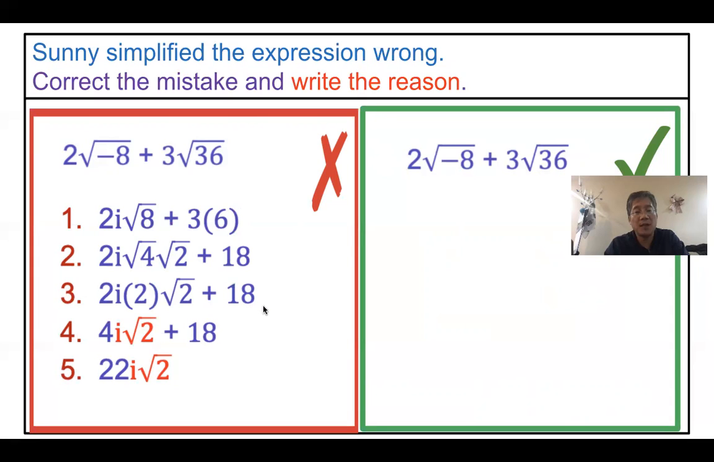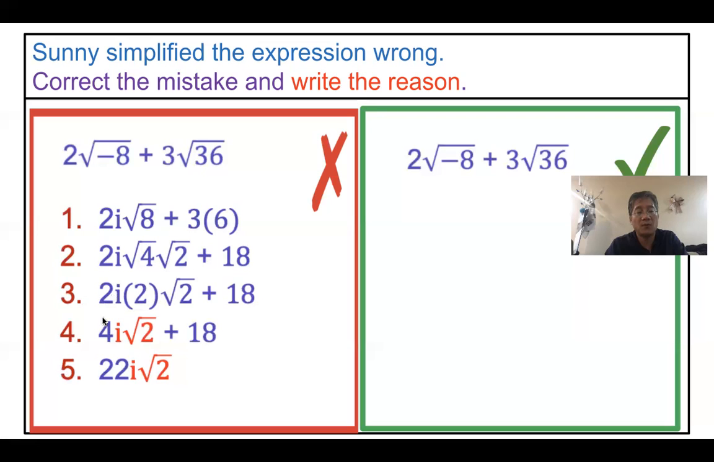Which step is the error? Let's see the first step. Negative came out as i. Good. Square root of 36, 6 squared is 36, it came out as 6. Very good, right? And then you split the square root of 8. 8 is 4 times 2. Good. 3 times 6 is 18. Very good. And then the square root of 4 became 2. So far, everything is good.